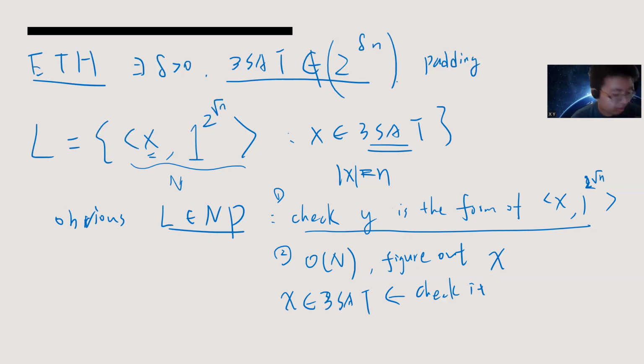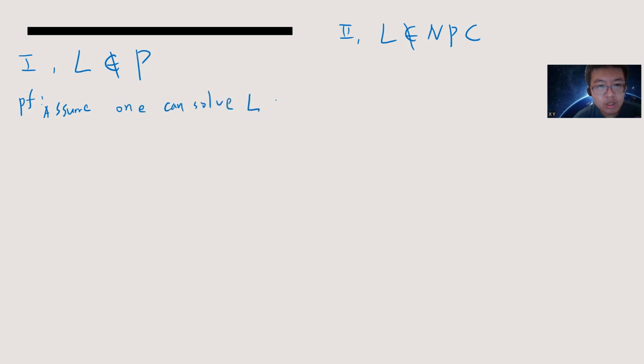Now we need to prove the remaining two things. First, that L is not in P. And the second, that L is not NP complete. L not being in P is very simple; we prove it by contradiction. Let's assume that one can solve L, say in N to the c time. Sometimes I will ignore the big O, so I just write N to the c.